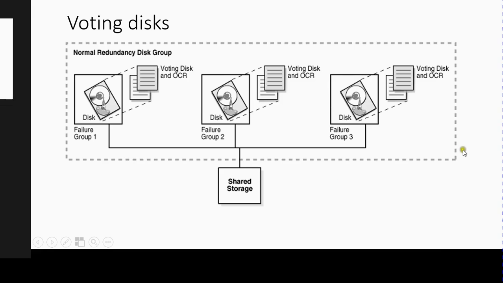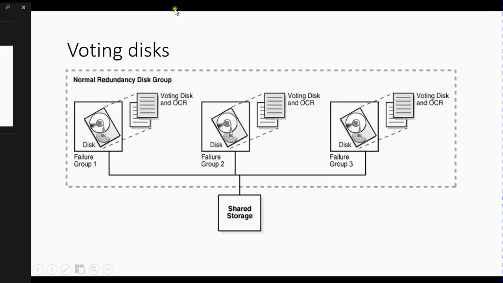And again, this is just the diagram. You have all the different disks, and combined, they are part of the shared storage that all the different instances are using in a RAC environment.